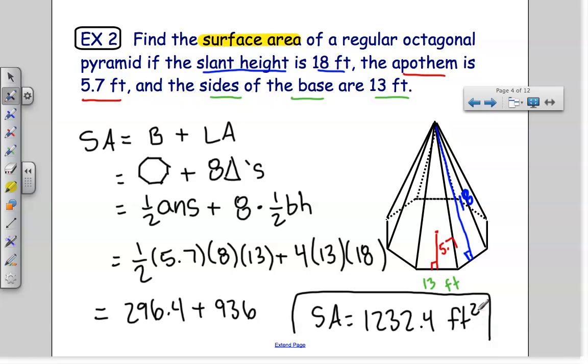So we just practiced finding the surface area of another pyramid. Again, all of the triangles for the lateral area, we had 8 of them here because it was an octagon. And then we had to find the area of that base, that octagon as well, and add those together.